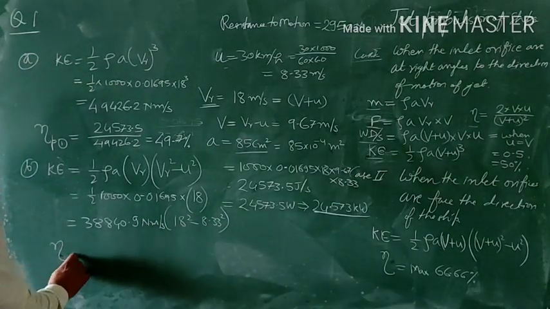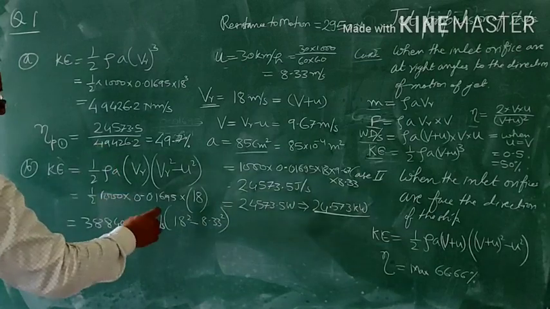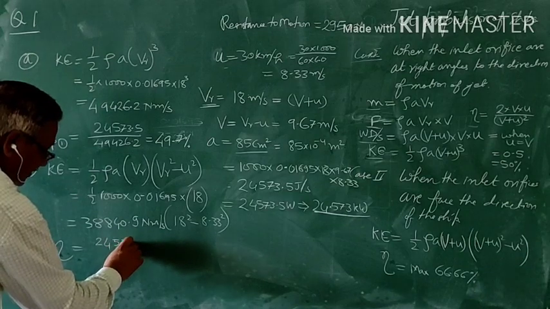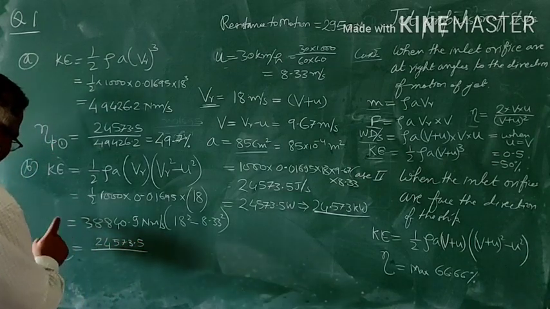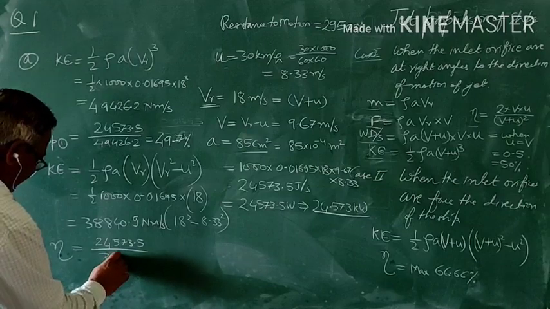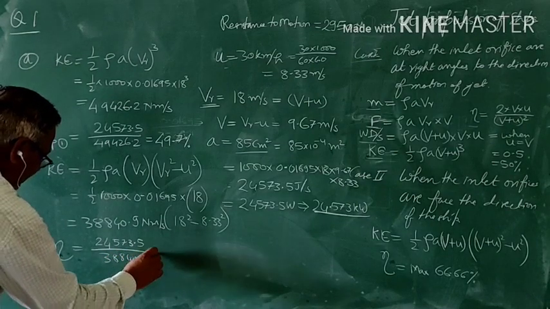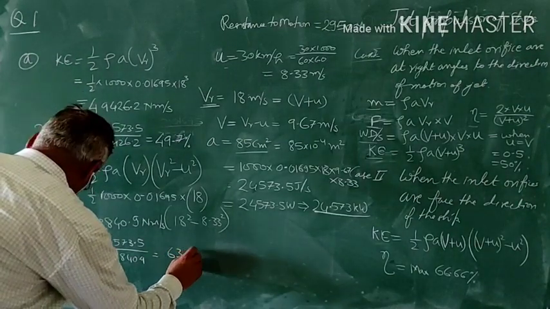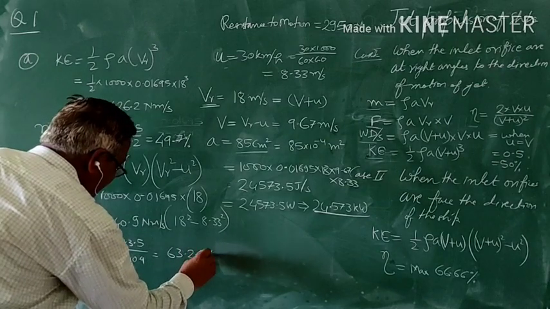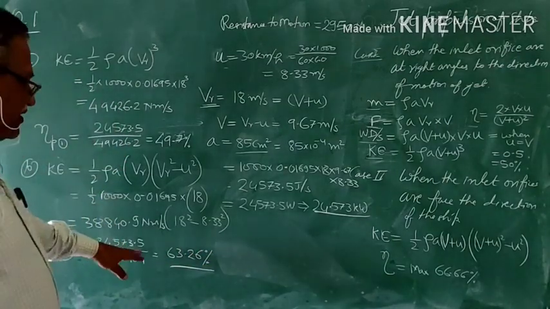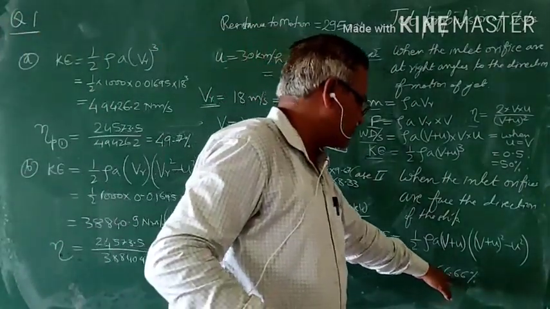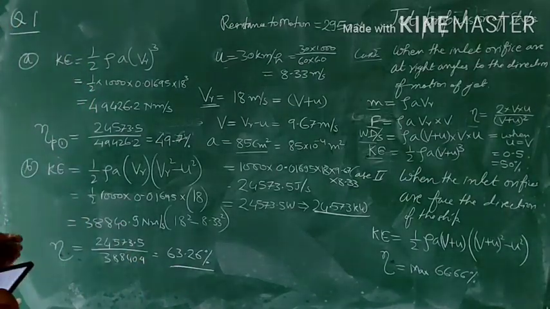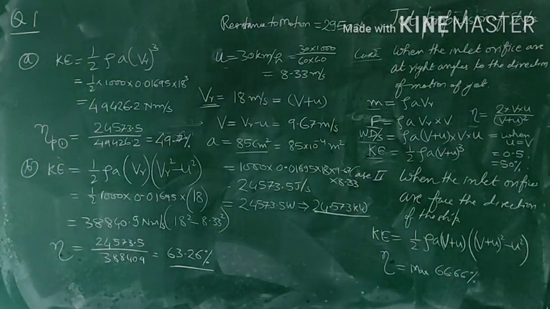So the efficiency in this case is output, that is work done per second, 24573.5, divided by the kinetic energy supplied, 38840.9. It is coming out to be 63.26%. So in this case also you can see the maximum possible efficiency was 66.66 and it is coming out to be 63.26. So it is okay. So that way we have taken the question number 1.